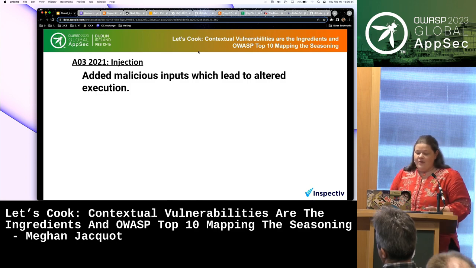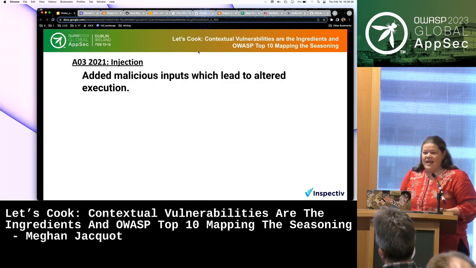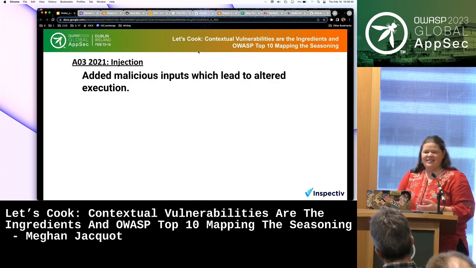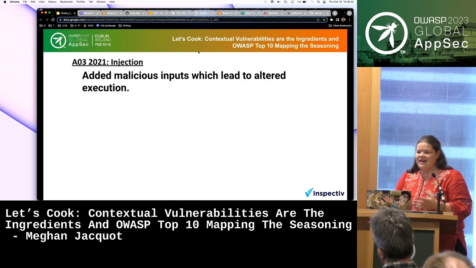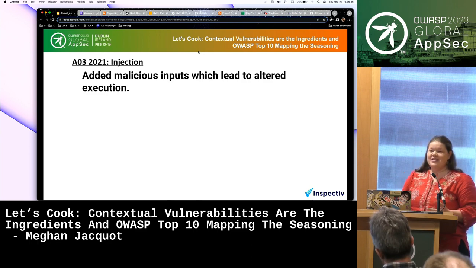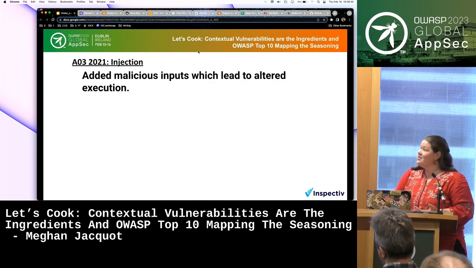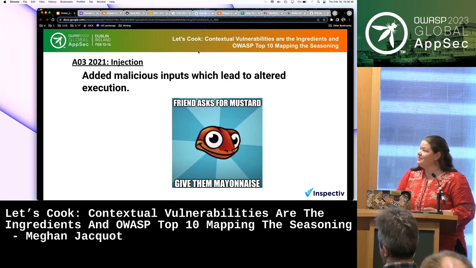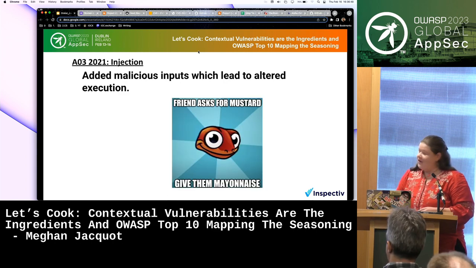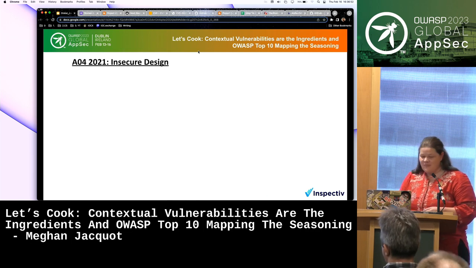Injection is the third one. Think about when we add too much of a thing to a recipe. If anyone's ever tried something and thought, that is way too salty, or that's not how I like it, or maybe it's too bland, and you need to inject something into that, to add your own flavoring. You can think about that with injection. It's malicious inputs that might be leading to something that you don't expect. So, asking for something, receiving something else.